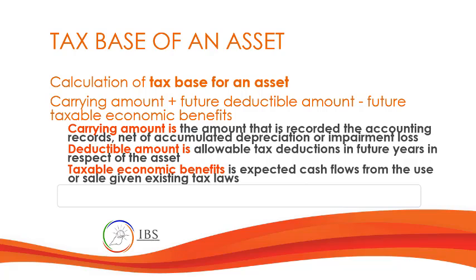Now, tax base, there are things that we have to be mindful of when we try to calculate for tax base. So the formula for tax base will be here. Carrying amount plus future deductible amount less taxable economic benefits. So let's go through it. Carrying amount, it's obvious that you know what is carrying amount at this point. While deductible amount is allowable tax deduction in future years in respect of the asset. While taxable economic benefits is expected as cash flow from the use or sale given existing tax laws.